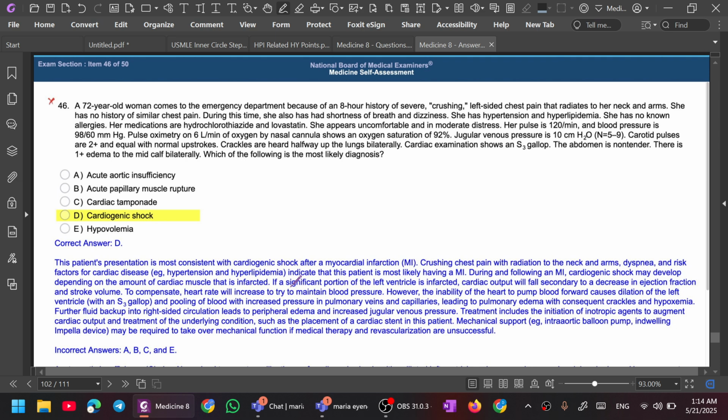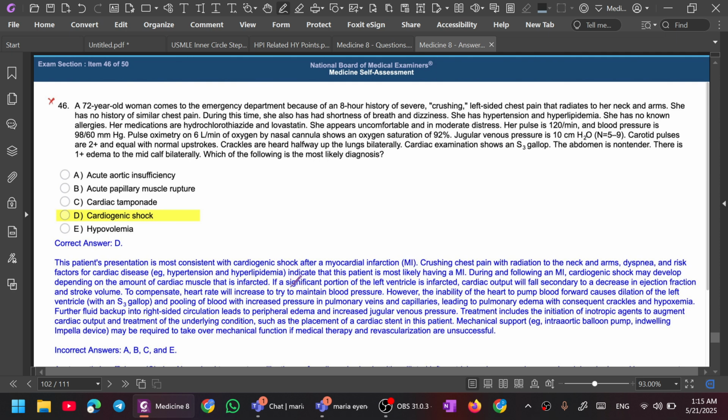Treatment includes initiation of inotropic agents to augment the cardiac output and treatment of the underlying condition, such as placement of a cardiac stent in this patient. Mechanical support, such as an intra-aortic balloon pump or indwelling impeller device, may be required to take over mechanical function if medical therapy and revascularization are unsuccessful. Okay, let me read the other ones.